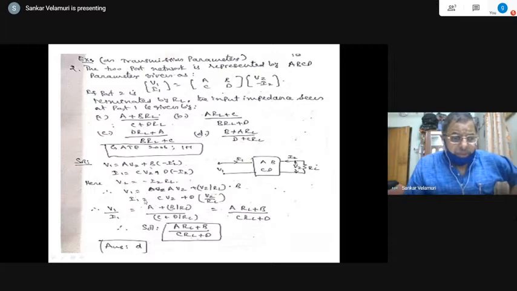V1 will be equal to A into V2 plus V2 by RL into B. Similarly, I1 is equal to C into V2 plus D into minus I2. So substituting minus I2 equal to V2 by RL, we will get C V2 plus D into V2 by RL. So V1 by I1 is the input impedance at port 1, which is equal to (A into V2 plus V2 by RL into B) divided by (C into V2 plus D into V2 by RL), with V2 getting cancelled.